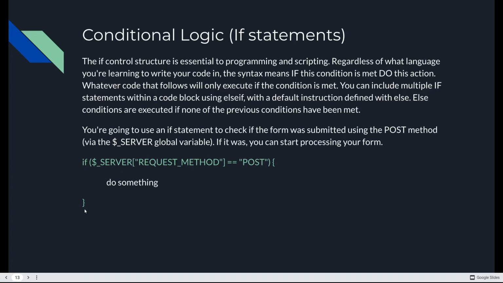And you can have multiple if statements embedded using else if to check for multiple different things. You can also use else as a catch-all at the bottom, and that will be executed if none of the previous statements are met. You're going to be using an if statement this week to check if the form was submitted using the post method, by recalling that server global variable that we just talked about. And if it was, then you can start processing the form. And we're actually going to use it for a bit more than that. We're going to use it to validate as well.